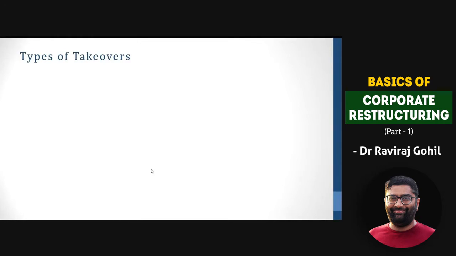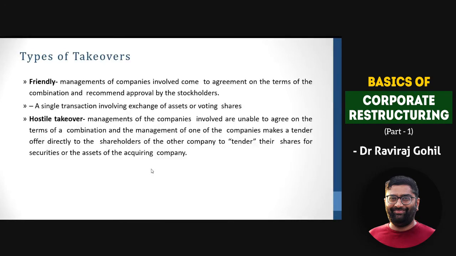Now, what are two main types of takeovers? So two main types of takeovers are generally friendly and hostile. So management of companies, generally when they have agreement in terms of combination, and it is also recommended and approved by shareholders, it could be a friendly takeover. This will lead to a single transaction involving assets or voting of shares.